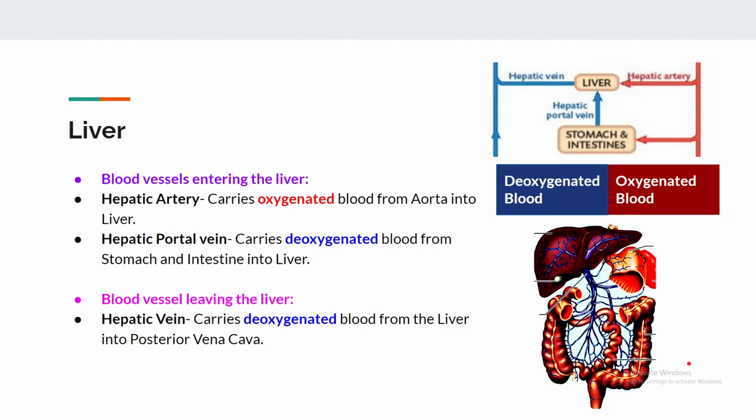Then liver. Which blood vessels enter into the liver? Hepatic artery. It carries oxygenated blood from the aorta into the liver. Hepatic portal vein carries deoxygenated blood from stomach and intestine into the liver. Blood vessel leaving the liver. So, hepatic vein, which arises from the liver, carries deoxygenated blood and finally joins with the posterior vena cava.